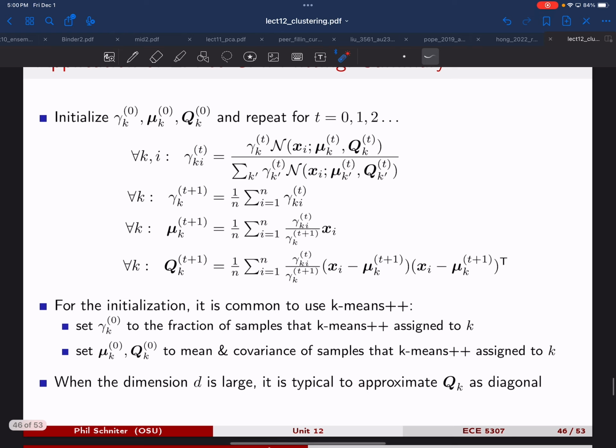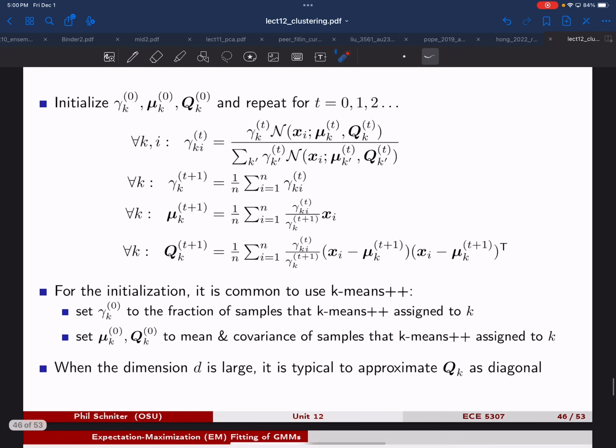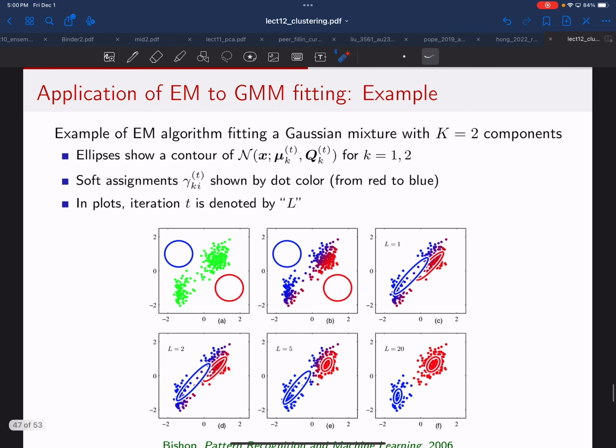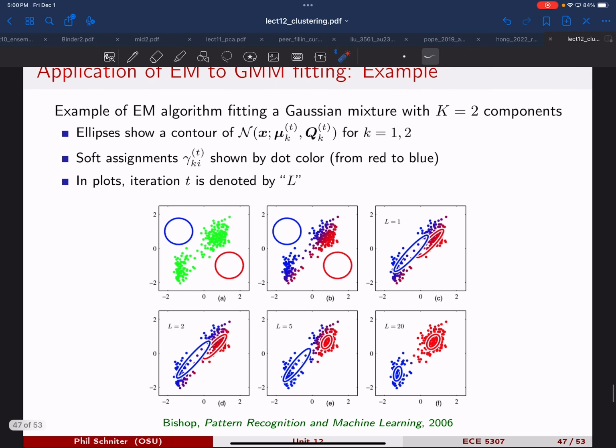And one last note is that when the dimensions start to become large, you have to estimate a very large covariance matrix here, so it's common to not try to estimate the entire thing. You just pretend it's diagonal, and you just estimate the elements on the diagonal. It's a pretty common trick to reduce complexity. Okay, so that's EM for GMM. I'll just show you a visual example.